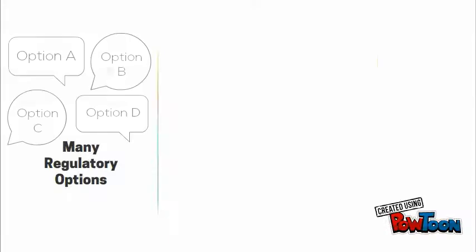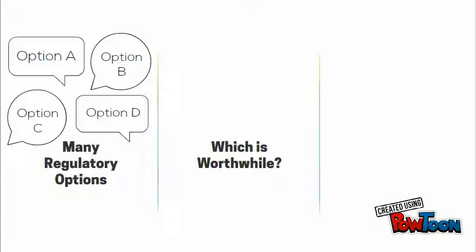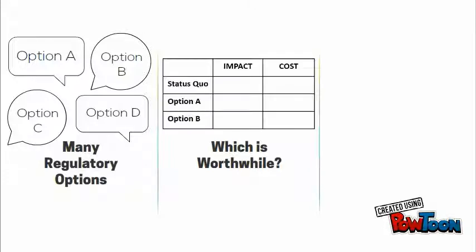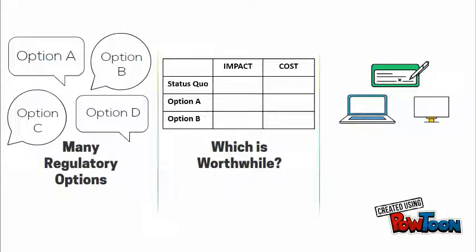When designing regulations, we often come up with a few options. We then need to decide which option is the most worthwhile by analysing each one's impact and cost. But since we're analysing the option before it's enacted, we should first estimate its impact and cost through forecasting.